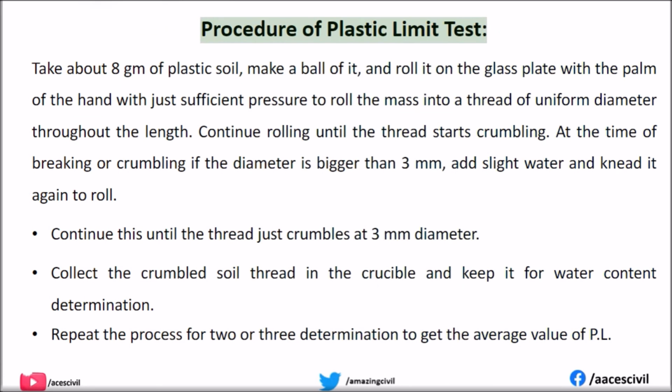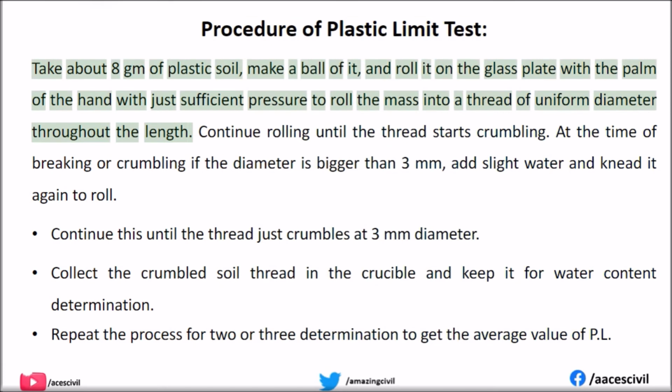Procedure of plastic limit test. Take about 8 gm of plastic soil, make a ball of it, and roll it on the glass plate with the palm of the hand with just sufficient pressure to roll the mass into a thread of uniform diameter throughout the length.